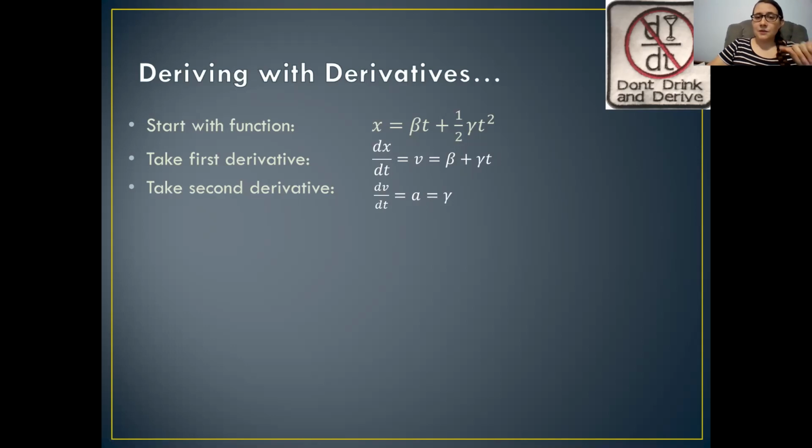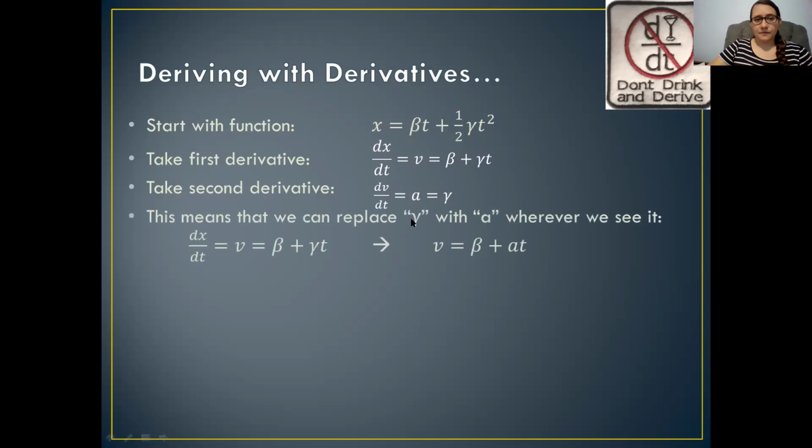Well, that means that anywhere we see this variable gamma in our equation, we can replace it with the variable a for acceleration. So in our first derivative equation for velocity, which was beta plus gamma t, now we know that velocity equals beta plus acceleration times time.